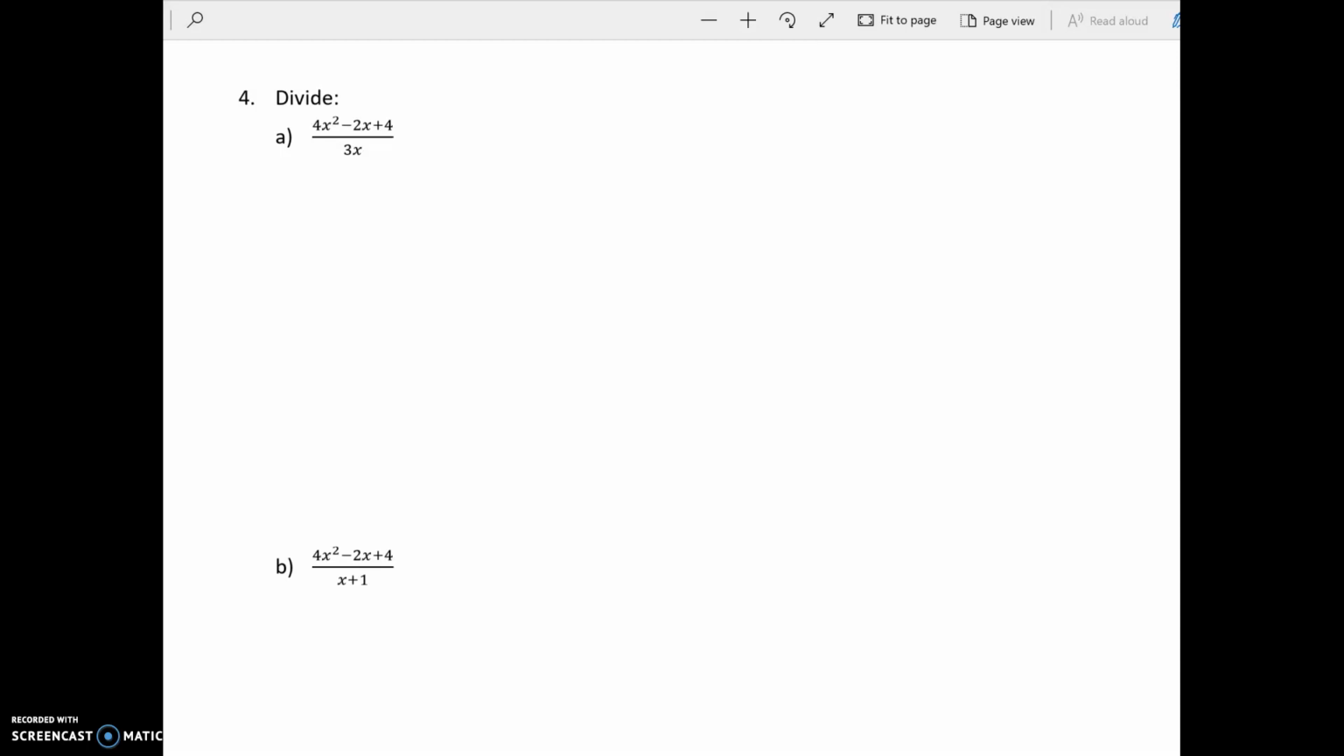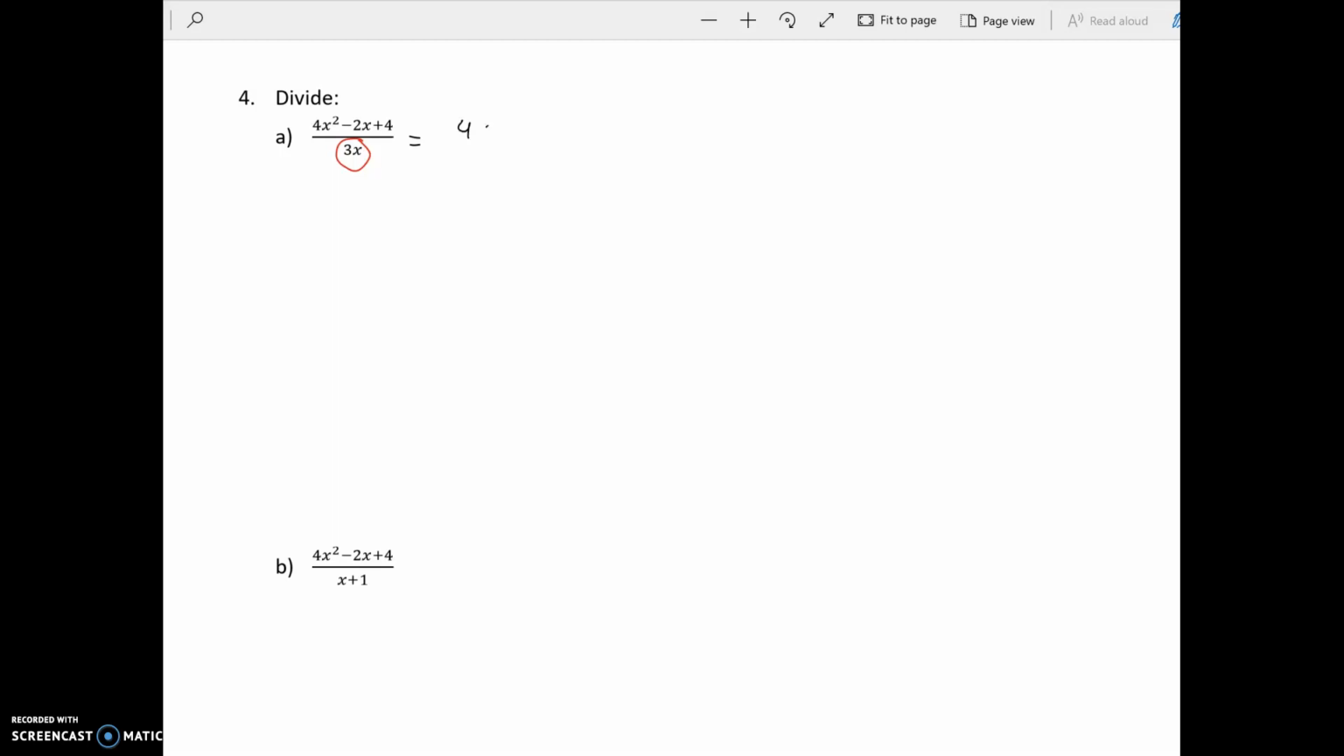Hi class, let's take a look at division of polynomials. Now, example A has the following problem at the bottom, and you're going to be dividing by a monomial. So if the problem just says divide by a monomial, or in this case you only have a single term there, what you're going to end up doing is creating multiple fractions.